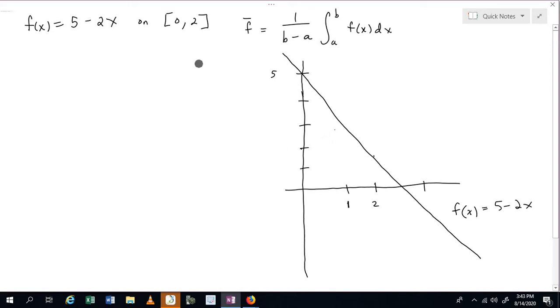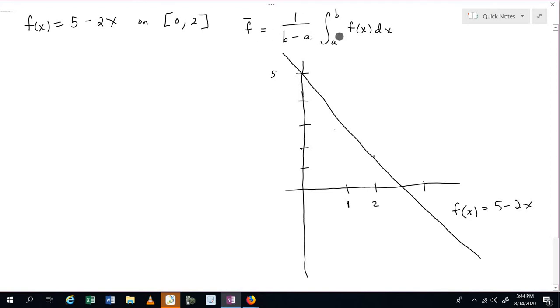Now, what we're supposed to do is, first of all, find the average value of this function on the closed interval from 0 to 2. We denote that with f with a bar on top. That's known as the average value of f on the interval from a to b, and this is the formula for finding it. Then after we find the average value of f, we're going to find at what x value this function equals its average value on the interval from 0 to 2. But let's find the average value of f on the closed interval from 0 to 2 first.